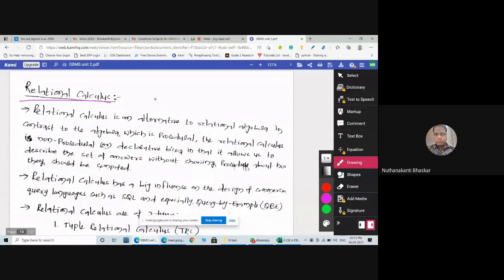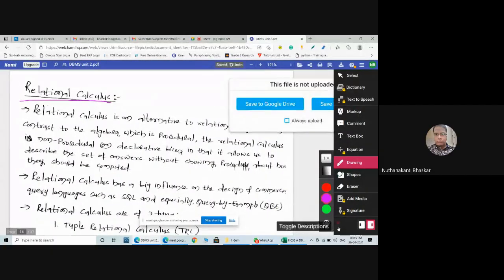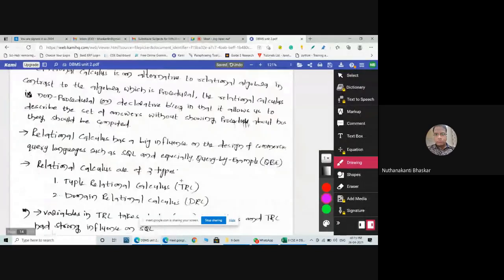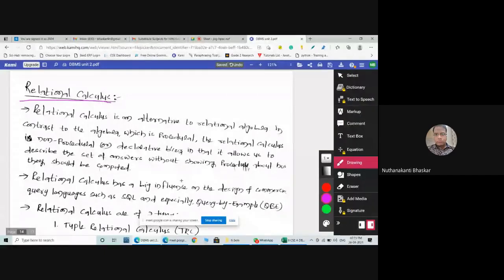Now we are discussing relational calculus. I already mentioned many times, relational calculus is a non-procedural language. Relational calculus is an alternative to relational algebra. But in relational calculus, there is no procedure and no predefined functions. In contrast to algebra, which is procedural, relational calculus is non-procedural, that is, declarative. We have to use our own procedure.